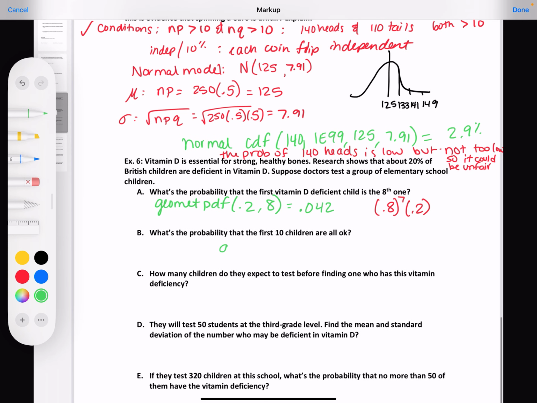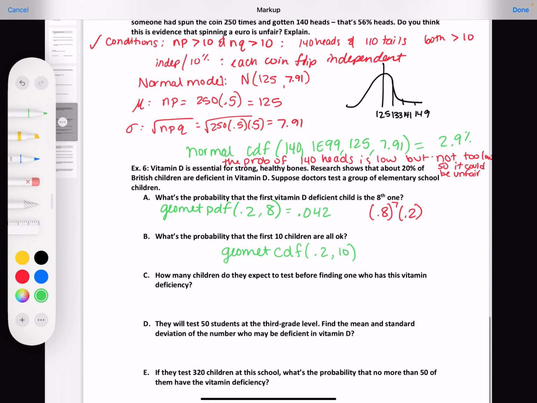So I will tell you one thing is missing from this with what you said, but yeah. So it's going to be 0.2. Whoa, I just wrote literally geometric. It helps if I actually write the function CDF. 0.2, 10. Wait, it's 0.2? Because it's the success rate, which is 0.2.